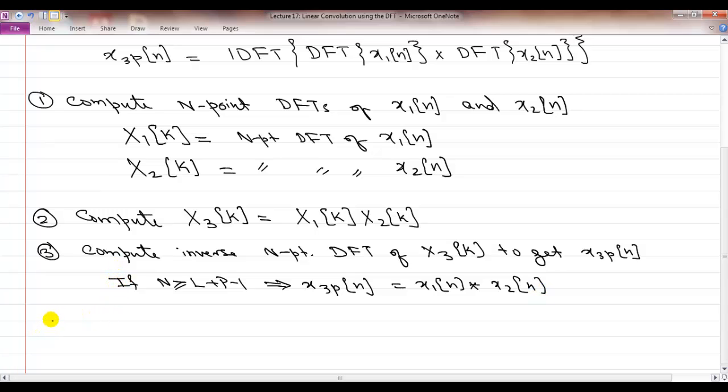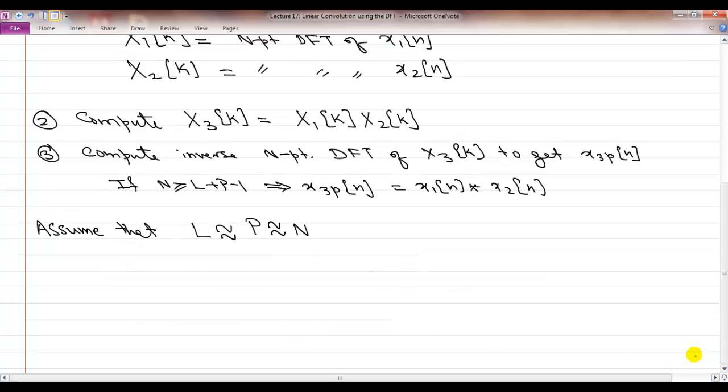So if you think of the cost of, for example, linear convolution, assume that L is approximately equal to P is approximately equal to capital N. Approximately means it could be 2P, 2N, 3N, or so forth, some constant times N. So this is what is known as order analysis, which is a common way of describing the complexity: how long does it take for an algorithm to run?